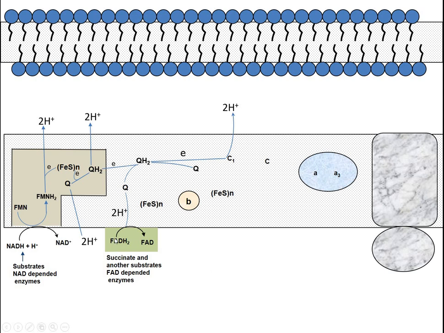2 electrons from the second respiratory complex enter into the iron sulfur cluster of the second respiratory complex. After that, they will be passed into cytochrome B, then into the iron sulfur cluster from the third respiratory complex.